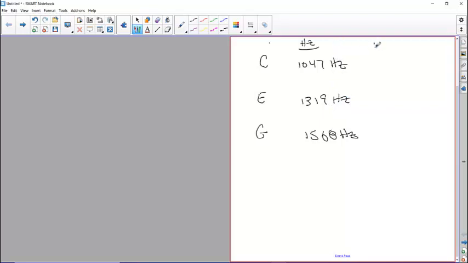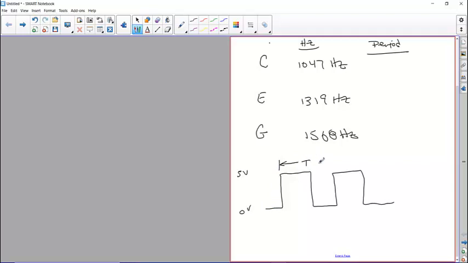Now, the period is the length for one complete oscillation. In our case, an oscillation is up, down, and so this is what we would have on the Arduino. We have 5 volts and 0 volts. And the time that it takes to go from the first increase to the second increase in voltage is the period. And it turns out the period is equal to 1 over the frequency.